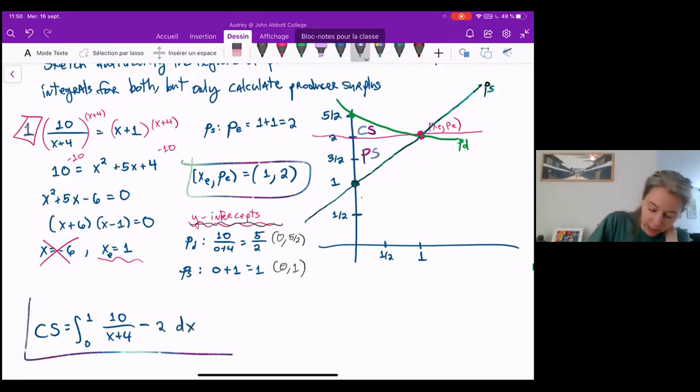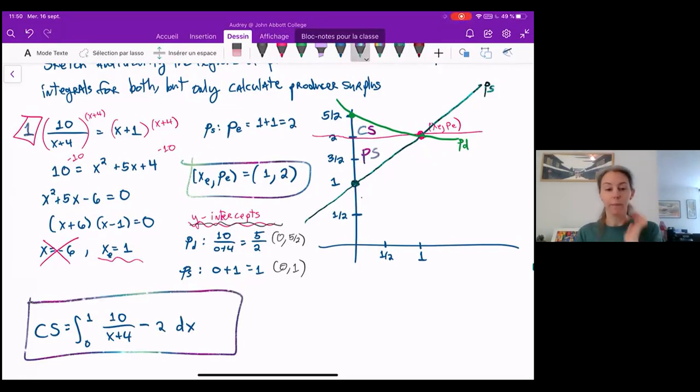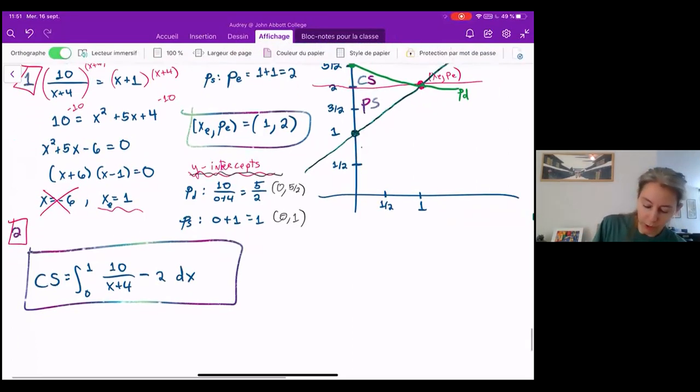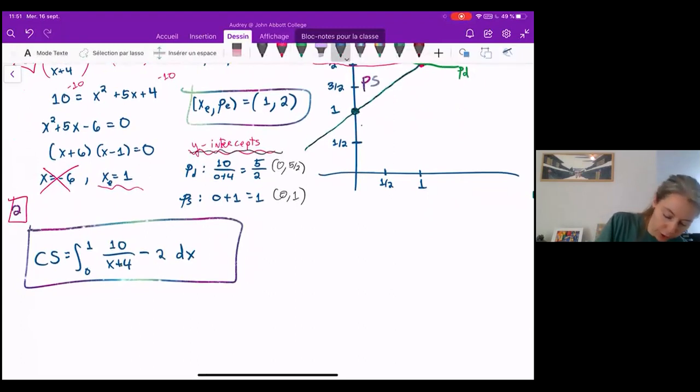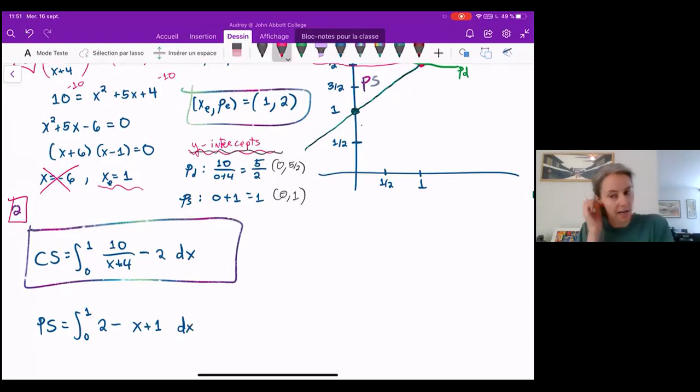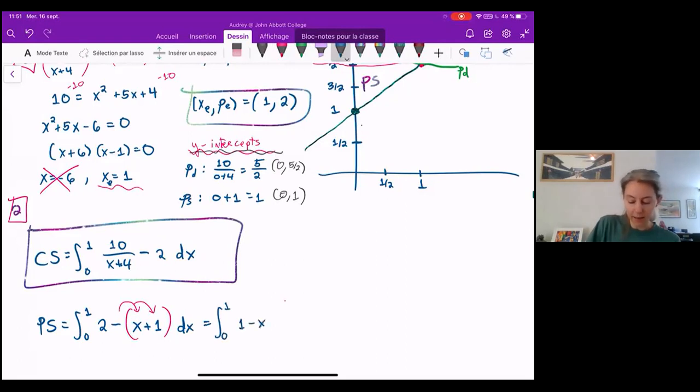Now that's my final answer for this because we were not asked to calculate it, which is good because that 10 over x plus 4 is not a known form, and we actually haven't learned how to calculate that yet. We will, don't worry. So, I'm sorry, this is our step 2 that we're on here. So then my producer surplus we're actually asked to calculate. Producer surplus, 0 to 1 as well, but now I'm doing 2 minus x plus 1 dx. Again, I said it in the last problem and the problem before, don't forget your parentheses around the x plus 1 since we're distributing that minus sign. So this is the integral from 0 to 1 of 1 minus x dx.